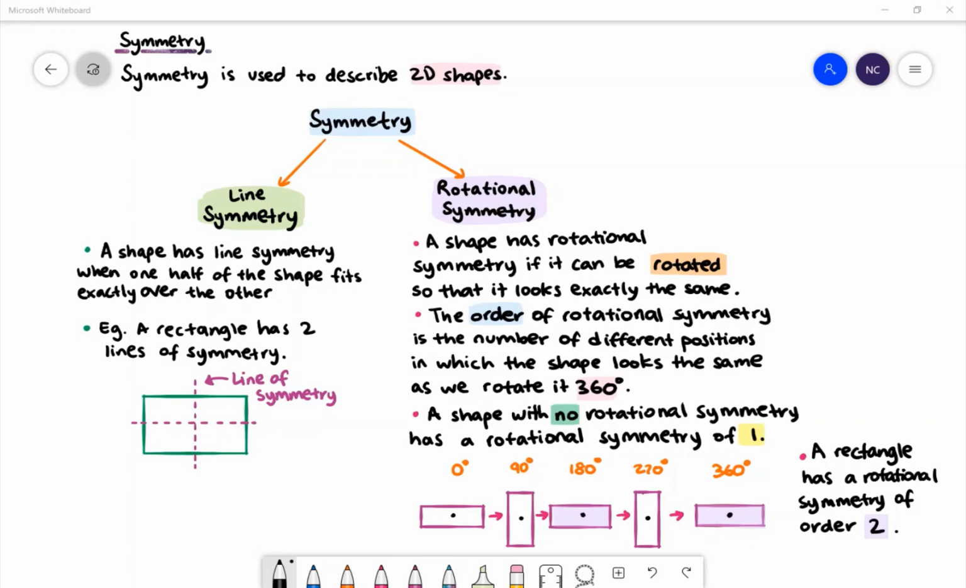Let's take a look at this diagram below. When we rotate the rectangle, it returns to the original position when we reach 180 degrees and 360 degrees. A rectangle has a rotational symmetry of order 2.